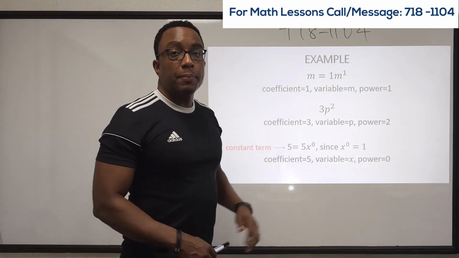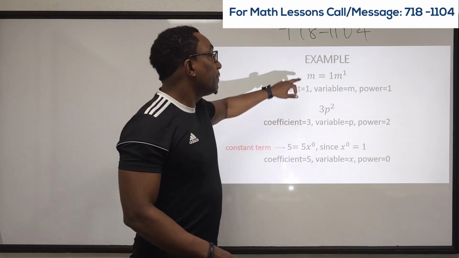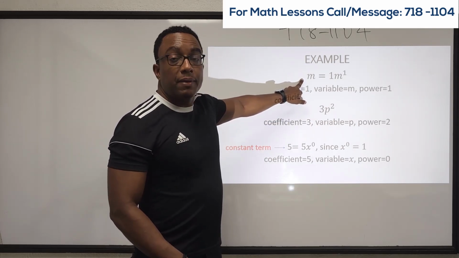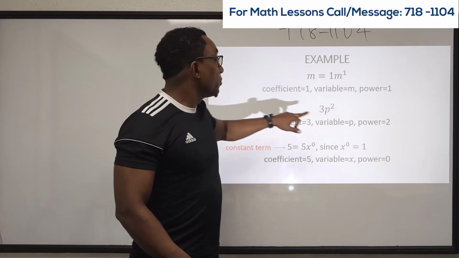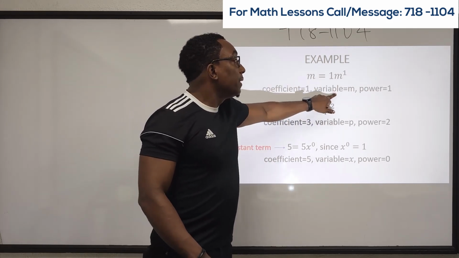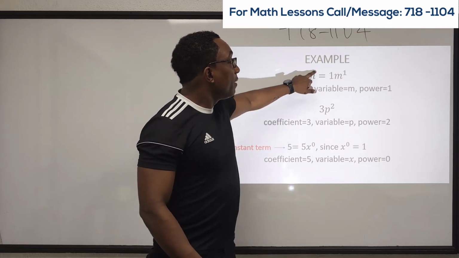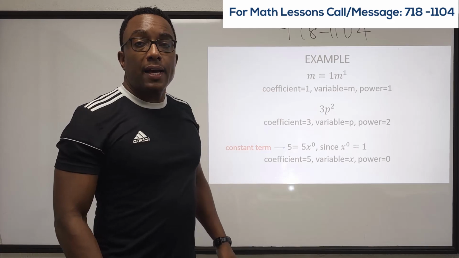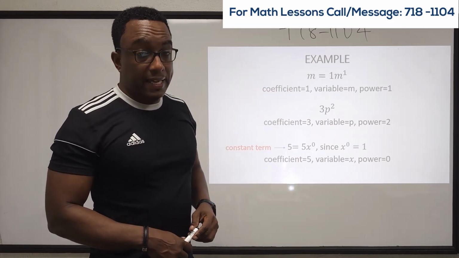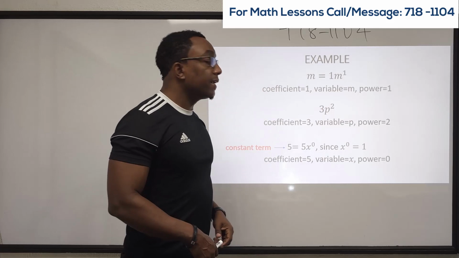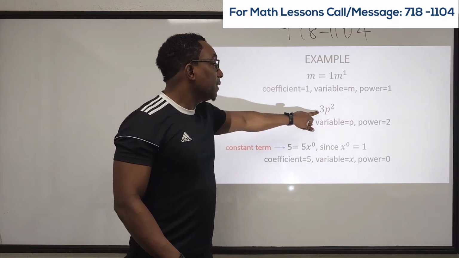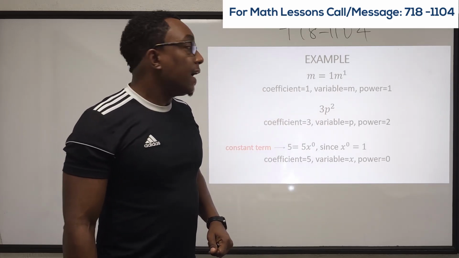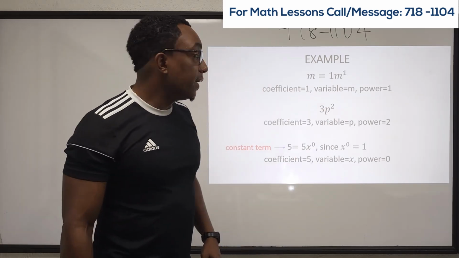And just to show some simple examples of terms, if I have m, it is a term where 1 is understood in front of m, even though it's not seen. 1 is known as your coefficient. Your variable is m, and a power of 1 is understood, and that 1 is called your power or index. If we have 3p squared, this is another term where the coefficient is 3, p is your variable and 2 is your power or index.